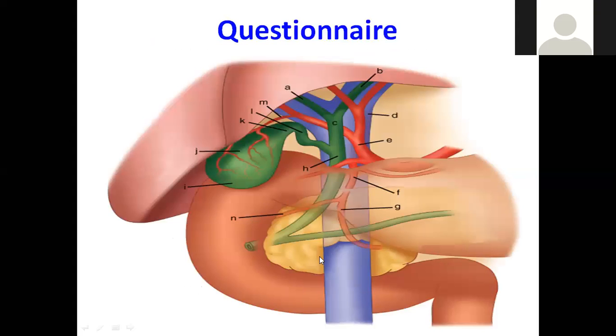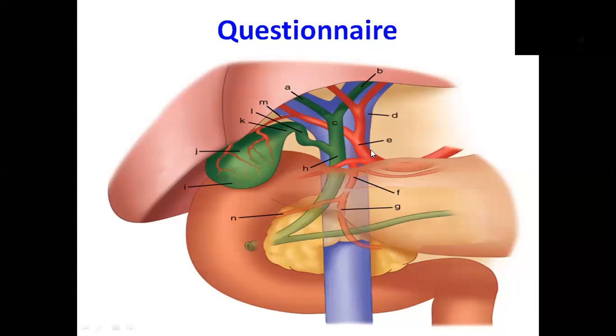So will you take this questionnaire now? Yes. Okay. A: right hepatic duct. B: left hepatic duct. C: common hepatic duct. D: portal vein. E: hepatic artery, common and proper hepatic artery. Very good. Then we have F. Where is this F? Gastroduodenal artery.